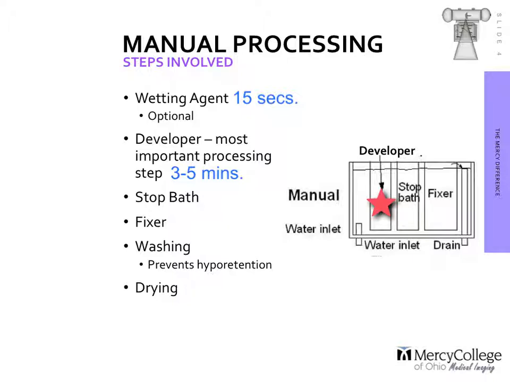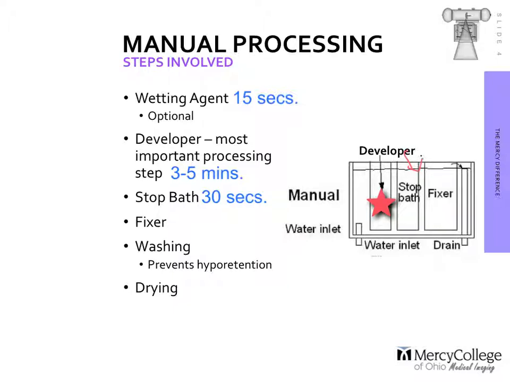Next up is going to be the stop bath. Stop bath essentially is a water rinse, and it stops the development process and removes any excess developer. This process can take 30 seconds if you use just water as your stop bath agent, or it could be accelerated a little bit to 5 to 10 seconds if you mix acetic acid with that water. So another kind of variable that's a little bit different than the automatic process.